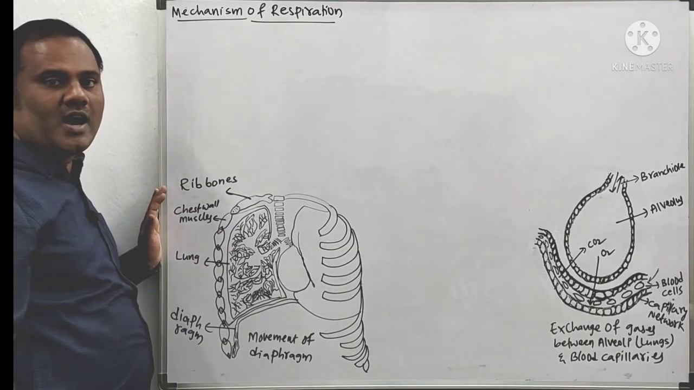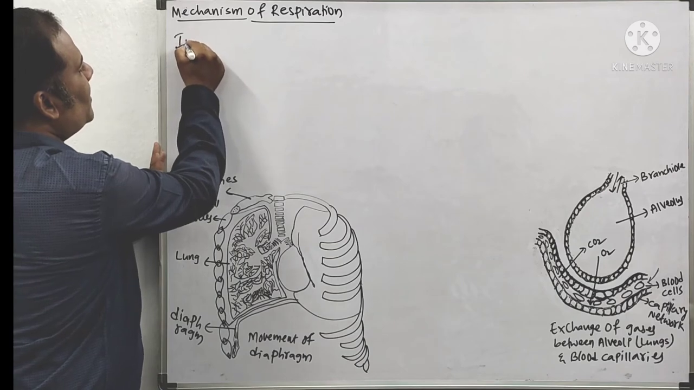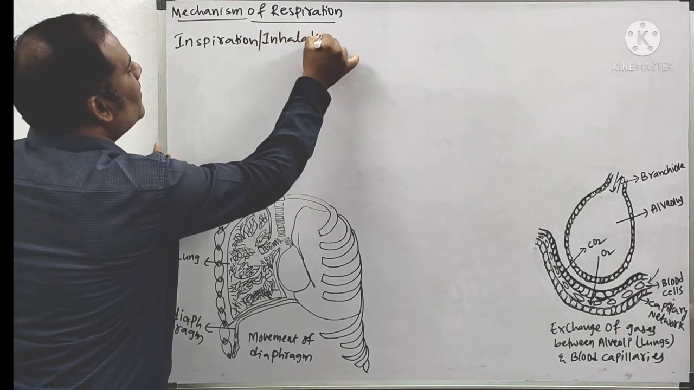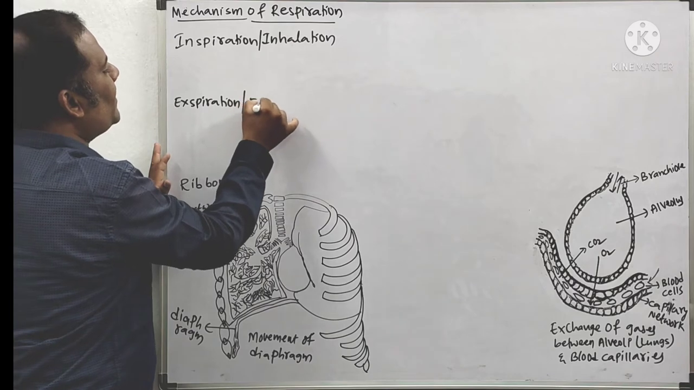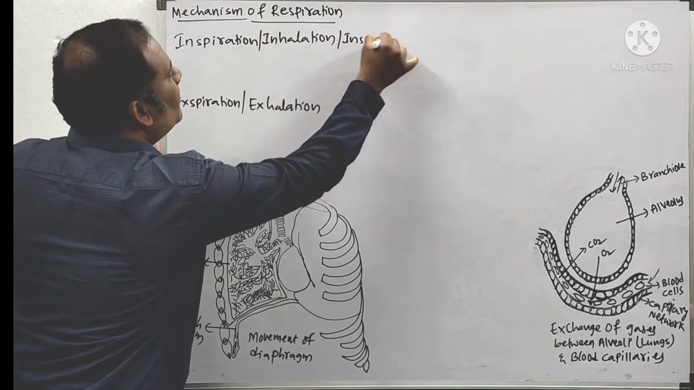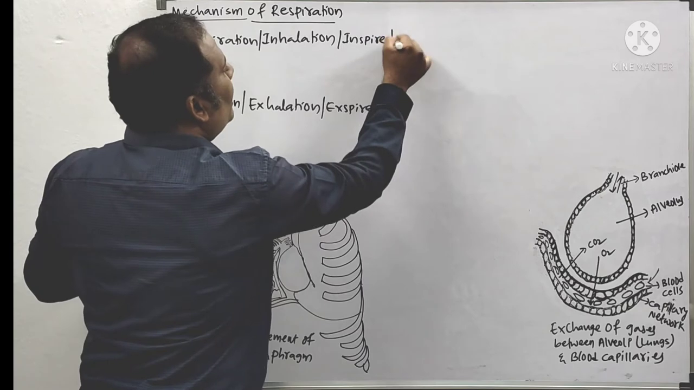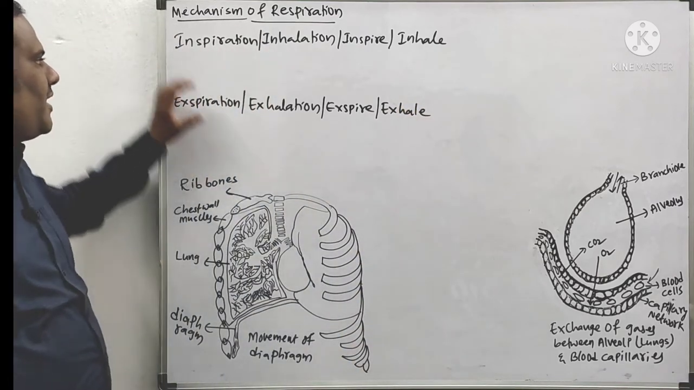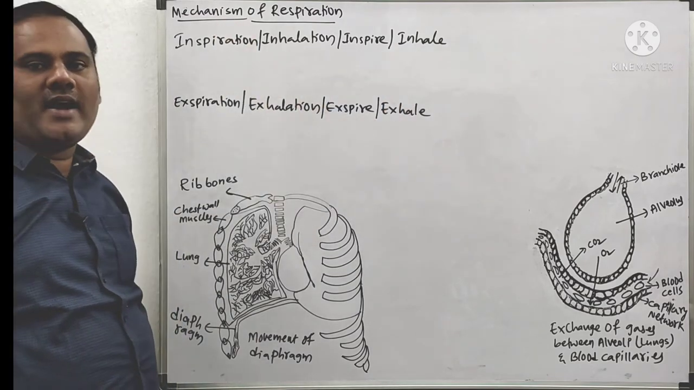Mechanism of respiration. The topic is what? Mechanism of respiration. That means how the respiration process occurs. I already told you respiration occurs in two stages. The first stage is called inspiration, or inhalation. The second stage is called expiration, or exhalation. Inspiration is also called inspire or inhale, and expiration is also called expire or exhale. So this occurs in two stages: inspiration or expiration, inhalation or exhalation, inspire or expire, inhale or exhale. This is called the mechanism of respiration.